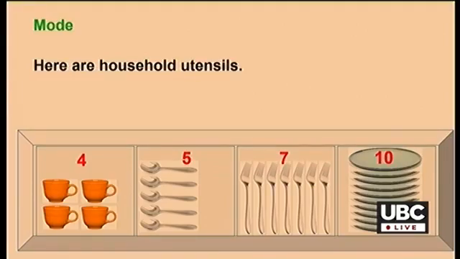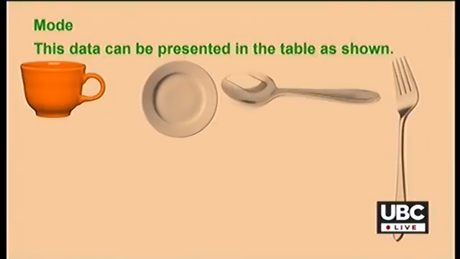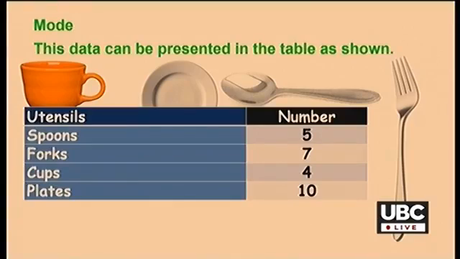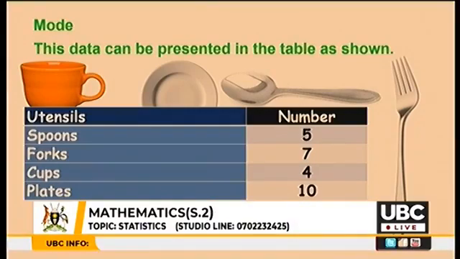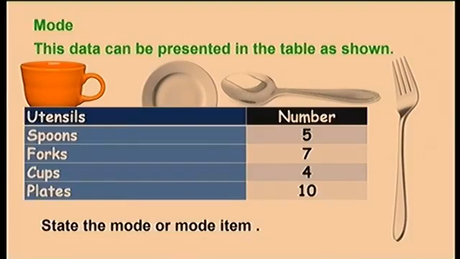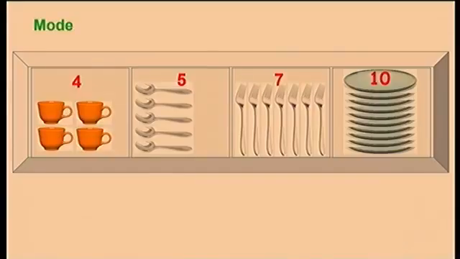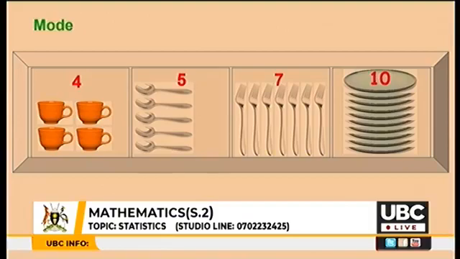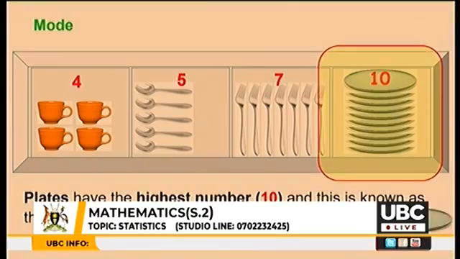What does this mean? We are going to arrange our items in form of a table. So when I put my utensils in a table, I will have 5 spoons, 7 forks, 4 cups, and 10 plates. What are we trying to look at here? We are looking at the household utensil that has the highest number. The household utensil that has the highest number is plates. So plates have the highest number, and that is 10.